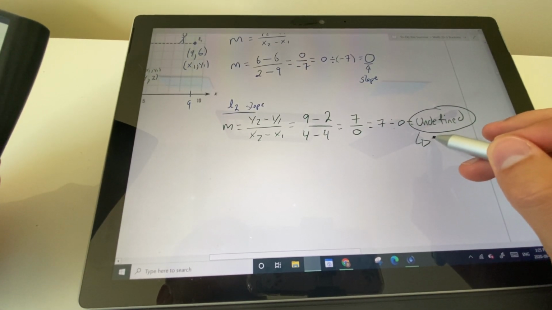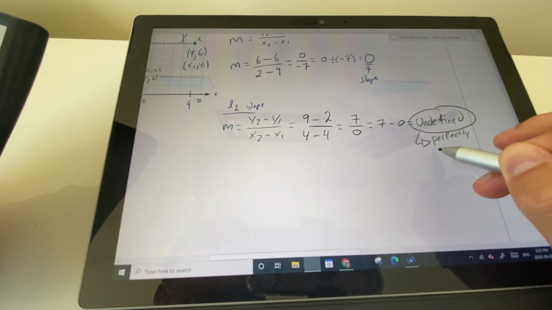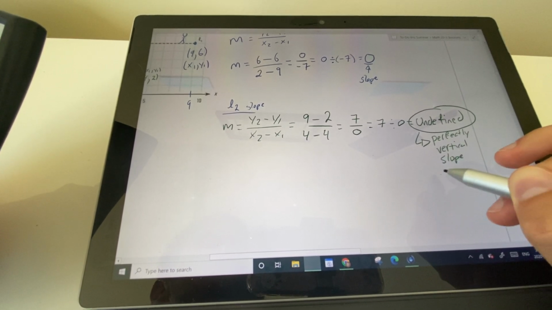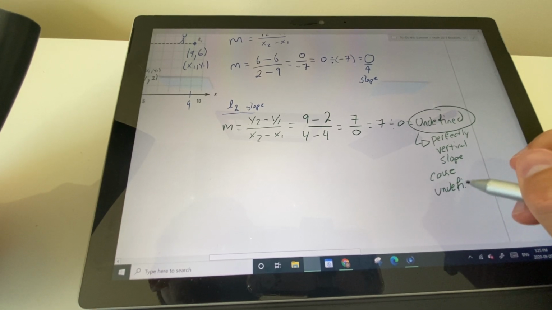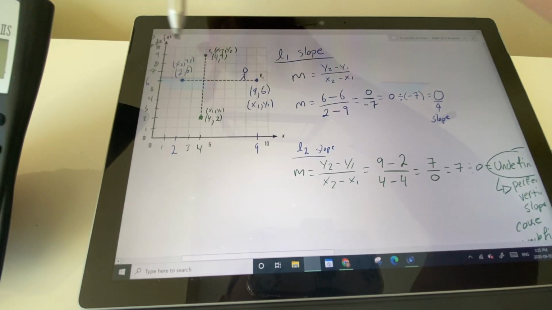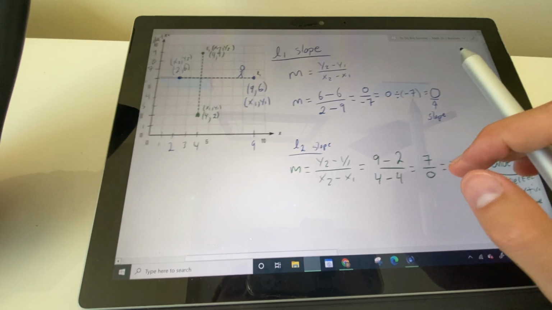So a perfectly vertical slope causes undefined, okay? When you are perfectly horizontal, you have a 0 slope, okay?